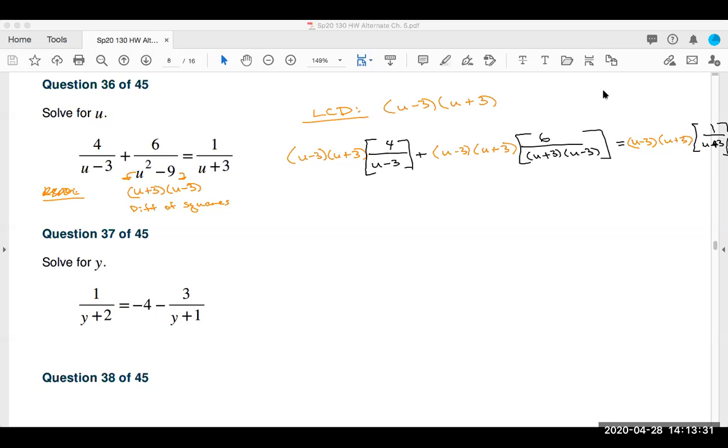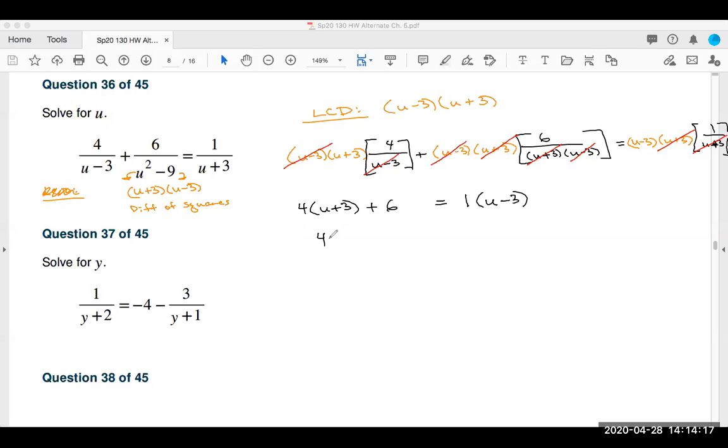Okay, so what cancels? u minus 3, the factor, cancels u minus 3, the factor. You're left with 4 times u plus 3. Next, we have u plus 3 canceling with factor u plus 3, u minus 3 canceling with factor u minus 3. So we're left with plus 6. And then lastly, u plus 3, the factor, cancels u plus 3, the factor. We're left with 1 times u minus 3.